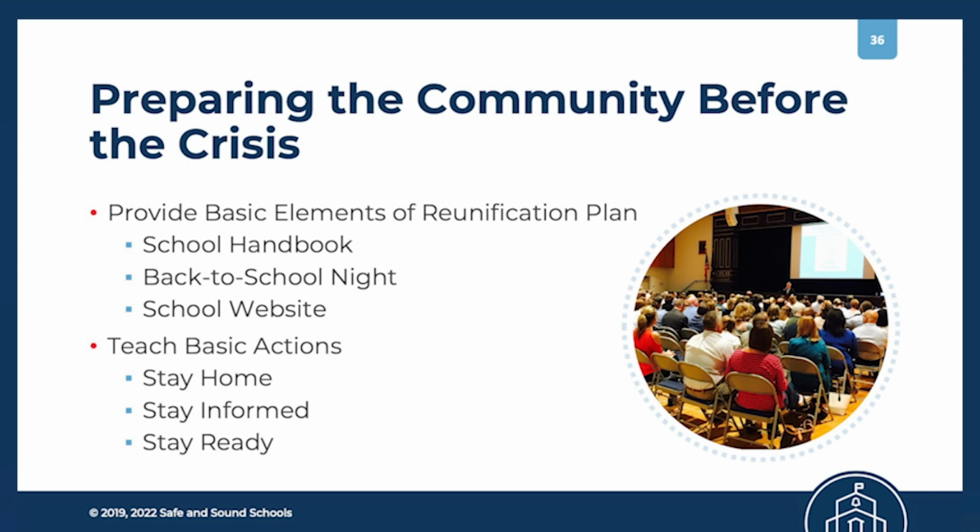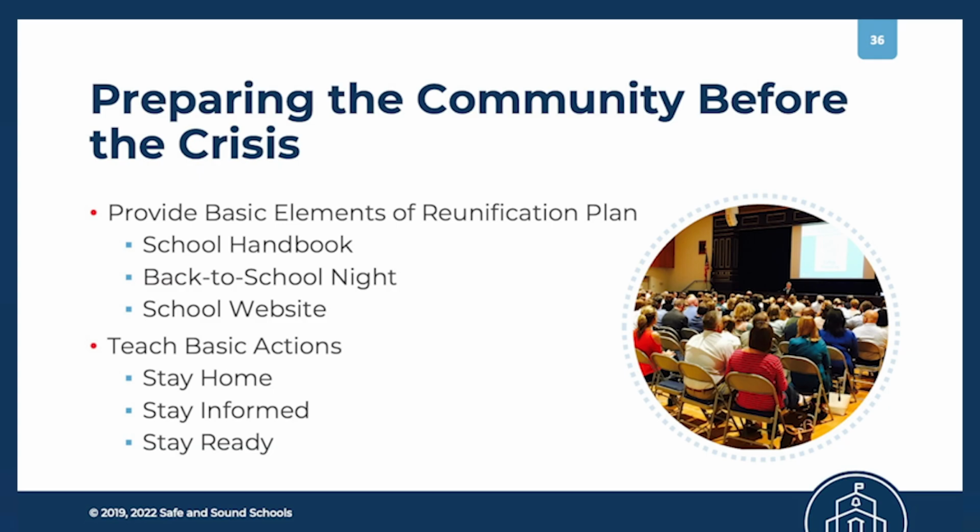So in order to do that, we've got to provide the basic elements of the reunification plan. We don't have to give away the trade secrets, but providing the basic concepts, defining the process for people, letting them just kind of understand what it is. And we can do that in a variety of different places. The school handbook, in many school communities, families have to sign off that they have received that school handbook, that they agree to the rules and values of the community. So the school handbook can be one really great place for us to put this kind of information.